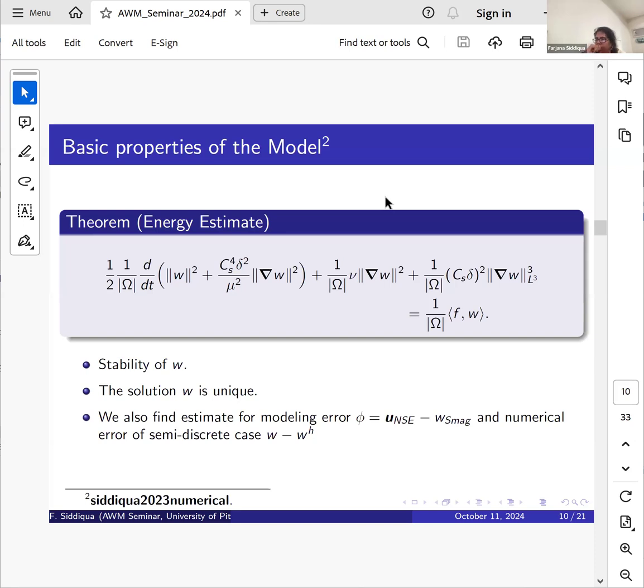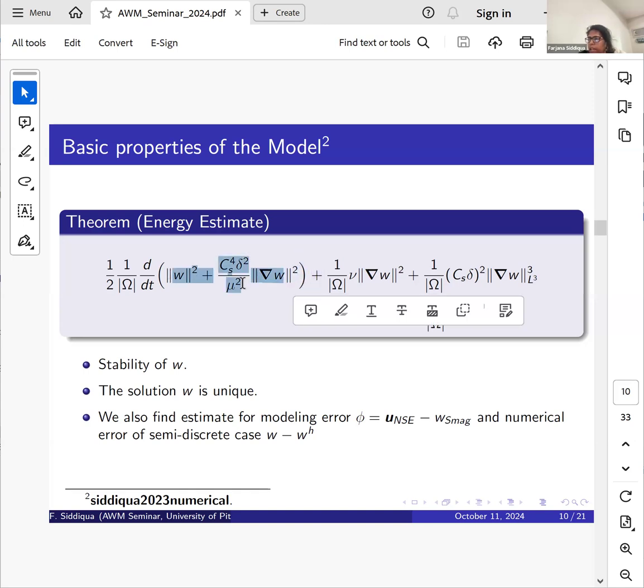So the basic properties of the model: we are trying to figure out what the basic properties of the model are. This theorem you can easily prove if you have taken a numerical analysis course. Usually you multiply with the test function and then do integration by parts. When you do that, you will have this theorem. So this is the model kinetic energy of the mean flow per unit volume.